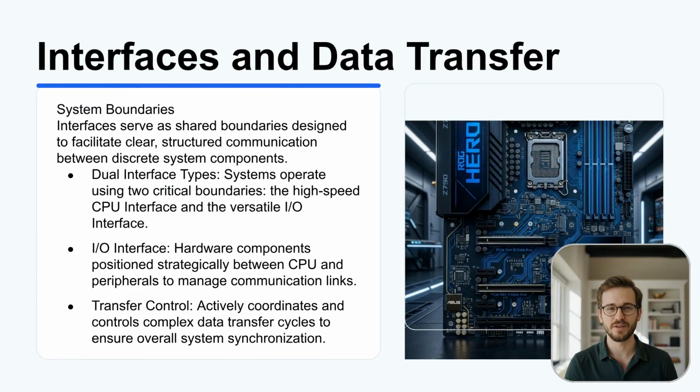To bridge the gap between high-speed internal CPU buses and varied external hardware, system architectures rely on defined interfaces. An interface is a shared boundary that facilitates structured communication between distinct hardware components. Systems utilize two main boundaries: the ultra-fast CPU memory interface and the versatile I/O interface. Strategically placed between the CPU and peripheral devices, the I/O interface handles signal-level translation, serial-to-parallel conversion, and control timing synchronization.